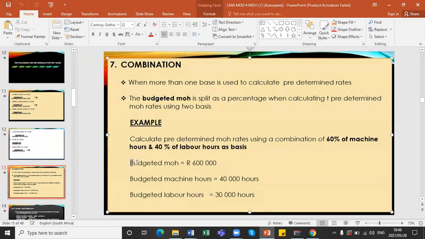Now here in full, your budgeted MOH is 600,000. So when you calculate the predetermined rate using machine hours as a base, you don't use the full 600,000, you use only 60% of it, but you will use the full 40,000 machine hours. If they asked you to calculate the predetermined rate using labor hours as the base, then you will only use 40% of that, but you will use the full 30,000 hours.